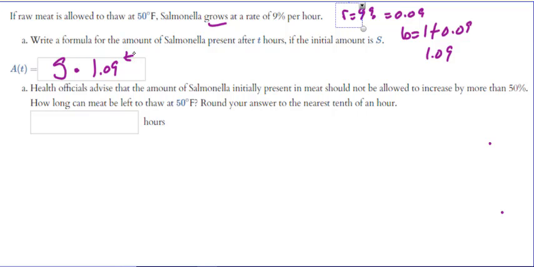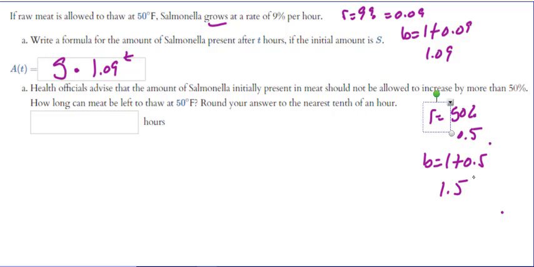Now, health officials advise that the amount of salmonella initially present in the meat should not be allowed to increase by more than 50%. How long can the meat be left out to thaw at 50 degrees? Okay, so round your answer to the nearest tenths of an hour. So that would be R is 50%, which is 0.5. So 1 plus 0.5 would be 1.5, right?